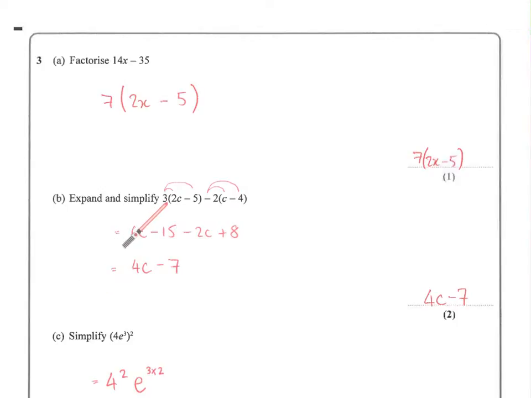Part B, in order to expand and simplify, I need to multiply out each of the brackets. 3 times the 2c, 6c, 3 times minus 5, minus 15, minus 2 times c is minus 2c, negative 2 times negative 4, negative times negative is positive, 2 times 4, 8. 6c minus 2c is 4c, minus 15 plus 8, minus 7.